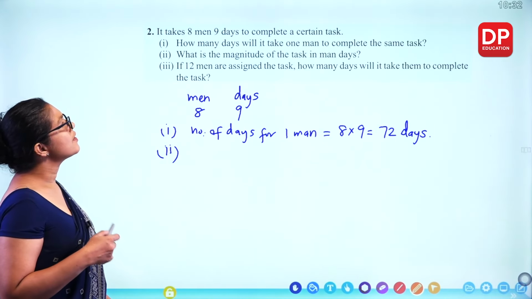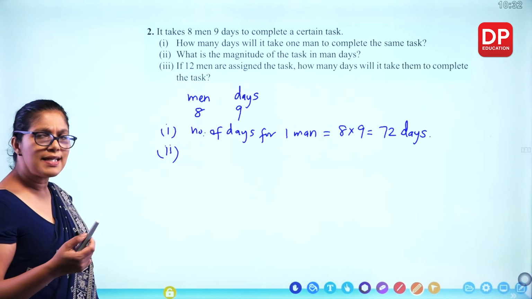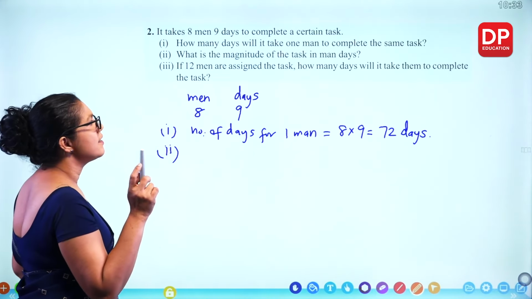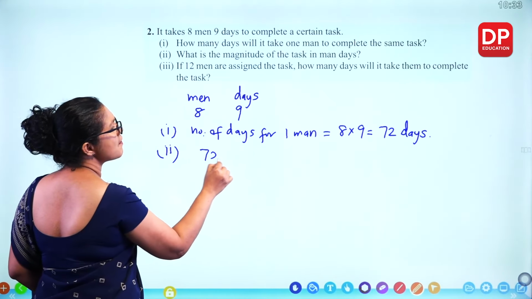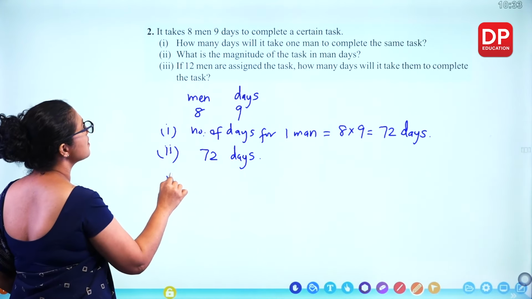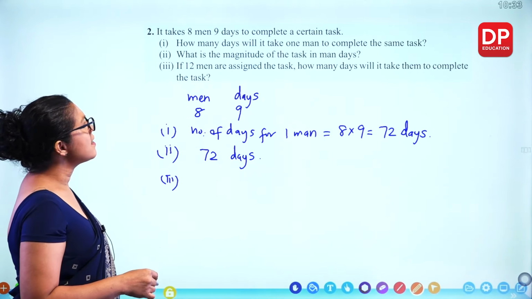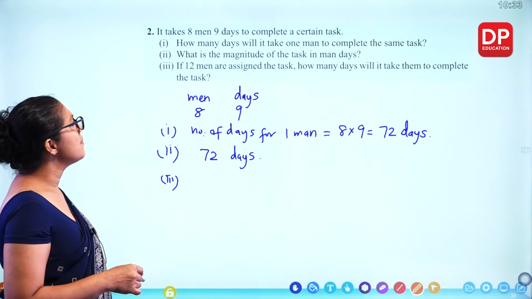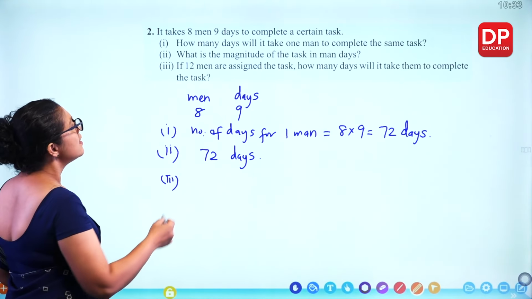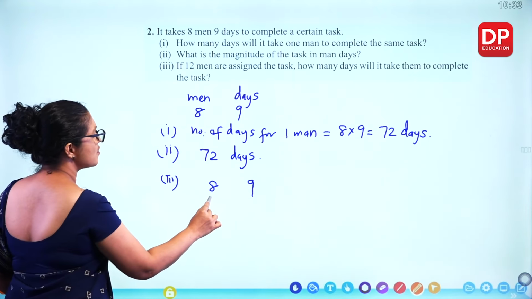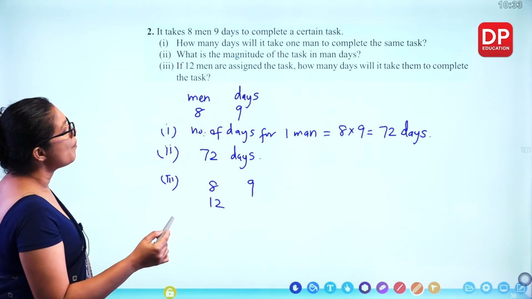So second part, what's the magnitude of the task in man days? So we already found number of days for one man. So same answer, 72 days. Third part, if 12 men are assigned the task, how many days will it take them to complete the task? So we'll write down 8 men, 9 days, and if it's 12 men, how many days?